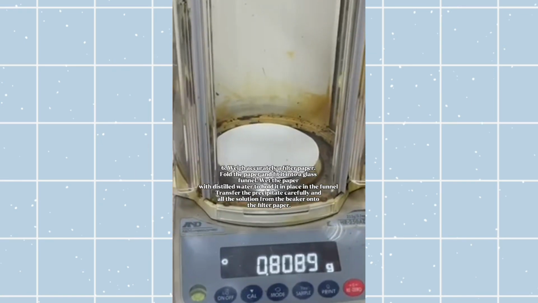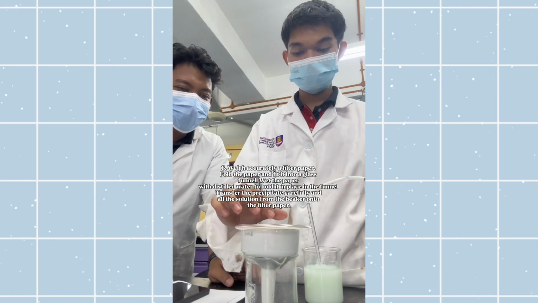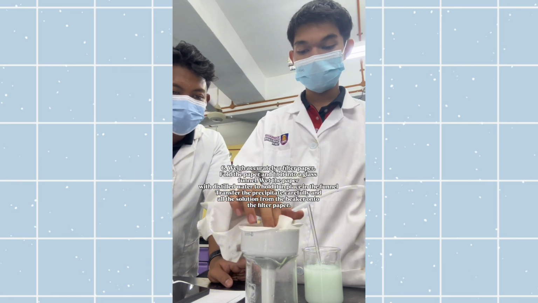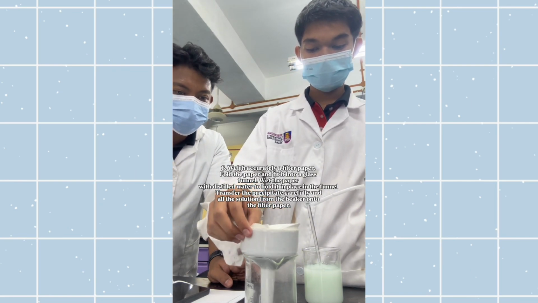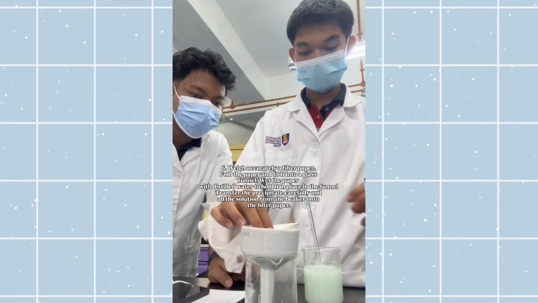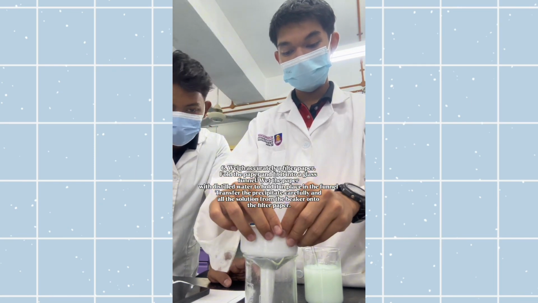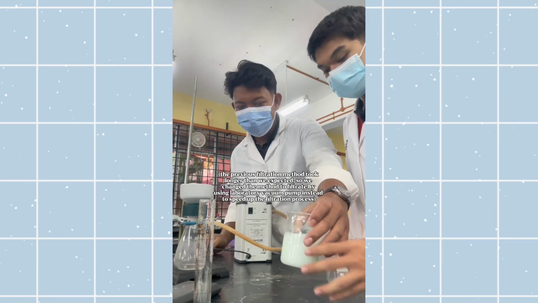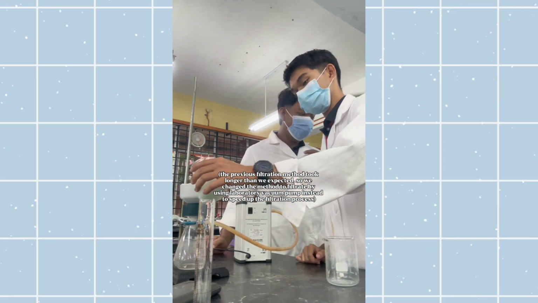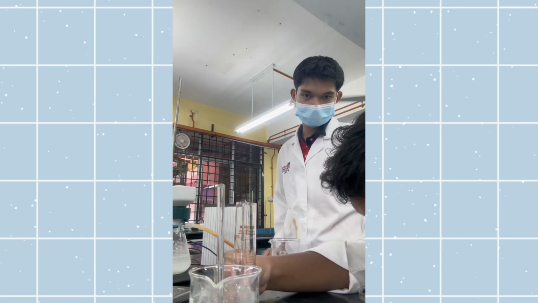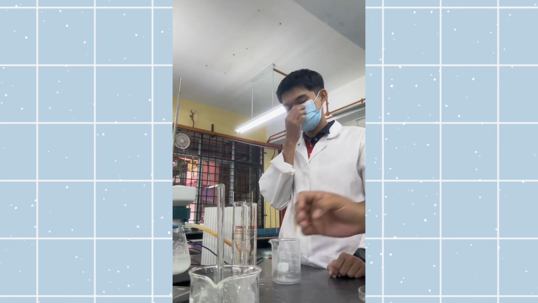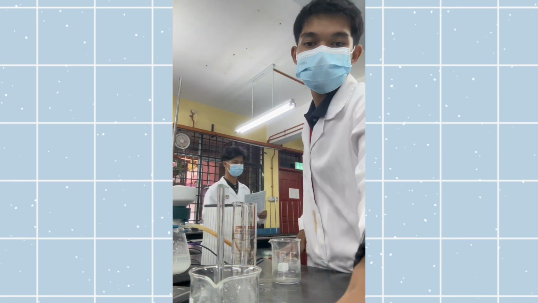Weigh accurately a filter paper. Fold the paper and feed it into a glass funnel. Wet the paper with distilled water to hold it in place in the funnel. Transfer the precipitate carefully and all the solution from the beaker onto the filter paper. Wash the precipitate by adding 2 or 3 times 5 ml portions of distilled water to the beaker. Then rinse the precipitate again with 2 10 ml portions of 75% isopropyl alcohol through the filter paper.